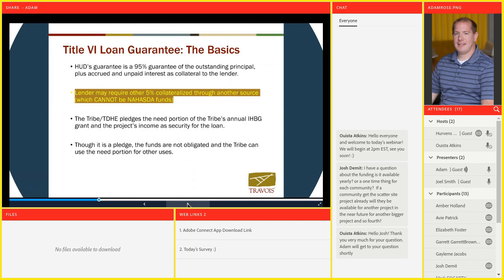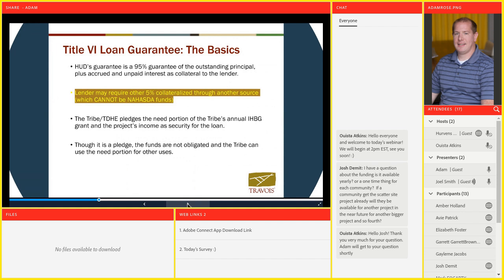So the way this works is that a tribal housing authority, as an example, is able to use this loan guarantee program. With it, HUD is providing a 95% guarantee of those loan funds. That means if there was a default, you, Joel, as the lender, are 95% protected, but you could also make sure the remaining 5% is collateralized through some other source, right?